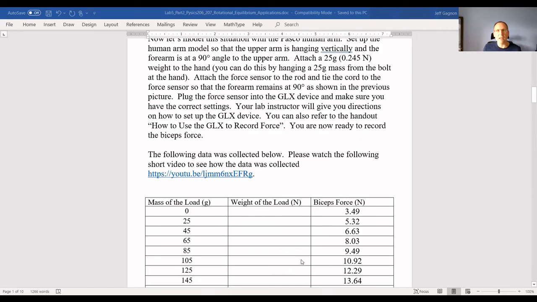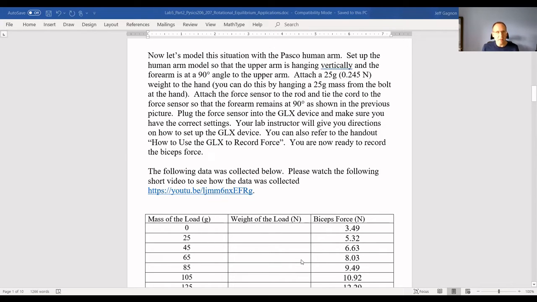Okay, now I want to actually go to the iPad and draw out a free body diagram which represents the forearm and hand, and we will derive an equation that gives that muscle force, the biceps force, in terms of the weight of the object. So I'm going to do that next.